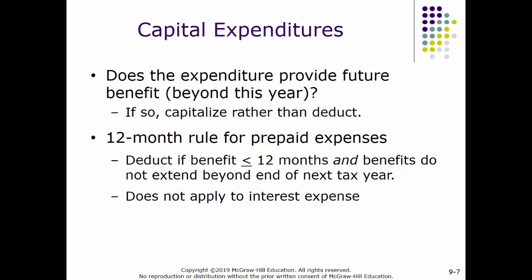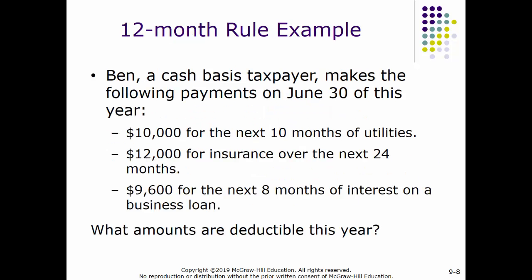There is an exception called the 12-month rule for prepaids. If a taxpayer prepays an expense, they can actually take the deduction in the year they made the payment if that benefit is less than or equal to 12 months and if the benefits don't extend beyond the end of the next tax year. This rule does not apply to interest expense, however.